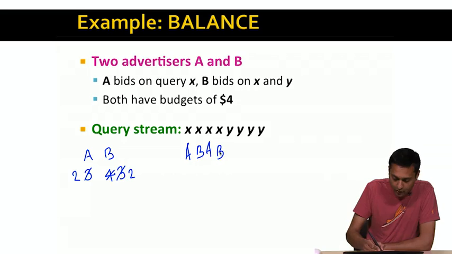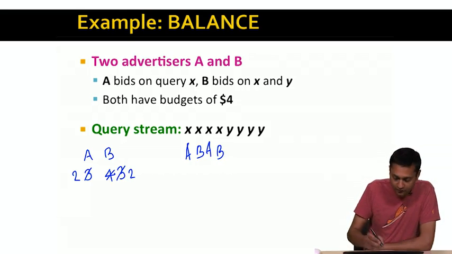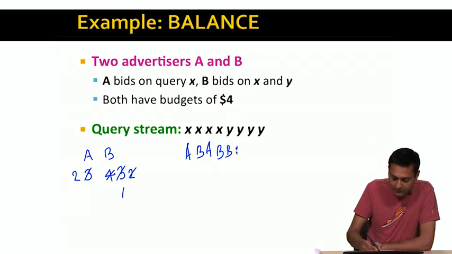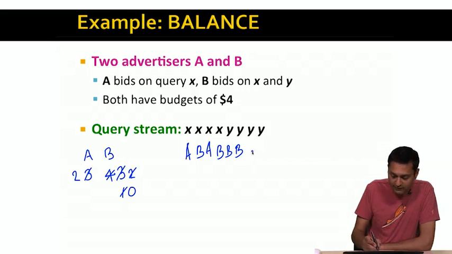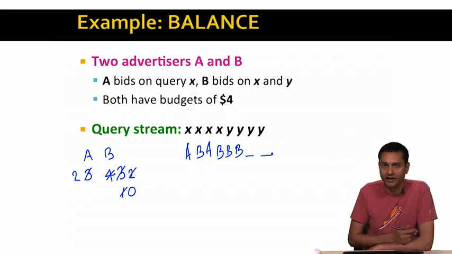Now, when the first Y comes in, the only eligible advertiser is B. A has not bid for query Y, and so the query has to go to B, and B's balance goes down to 1. And when the next Y comes in, it once again goes to B, and B's balance goes down to 0. And when the last two Ys come in, there is no eligible advertiser, so we end up not assigning those queries to any advertiser, or in fact not showing any ad for those searches.